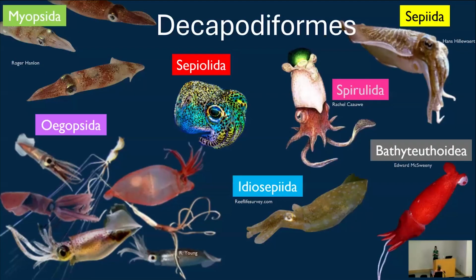Decapodiformes is a large clade consisting of 7 smaller clades. We have Myopsida, the nearshore squid, Egopsida, the open ocean or oceanic squid, Sepiolids, the bobtail squids, Idiosepiids, the pygmy squids, Spirulida, the ram's horn squids, Sepiida, the cuttlefish, and then Baphytoothioidea, a clade of deep sea squids.